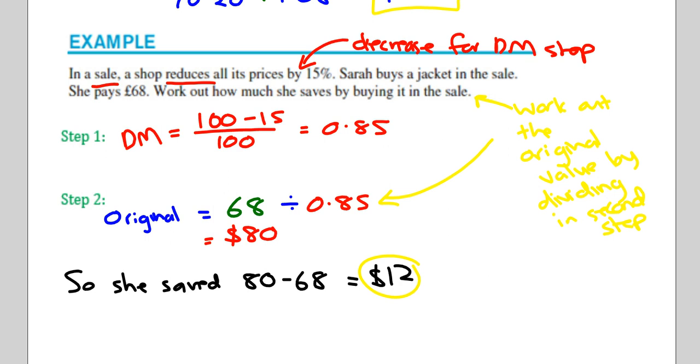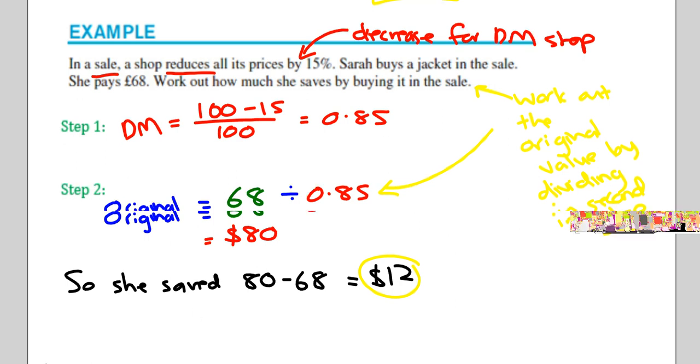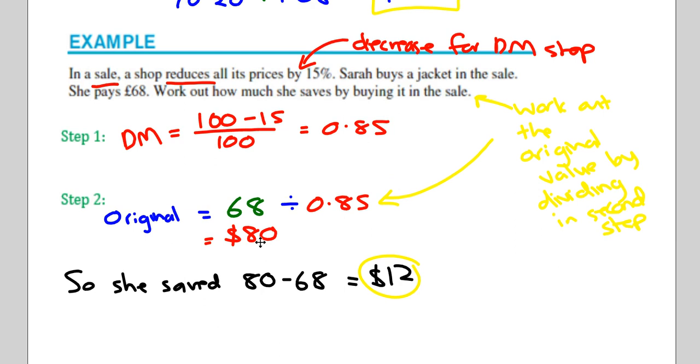What's the second step? Yeah, this yellow thing says work out the original value by dividing in the second step. And then, because it had a little extra thing, how much did she save? Normally they just want to know what was the original value, to be honest. Normally $80 would be the answer. But they just wanted us to do an extra thing at the end to work out how much she saved. Yeah, that's right. So now we do the worksheet on pages 18 to 22.